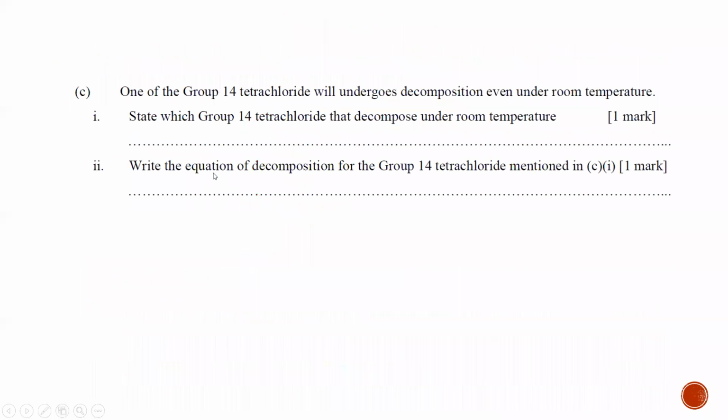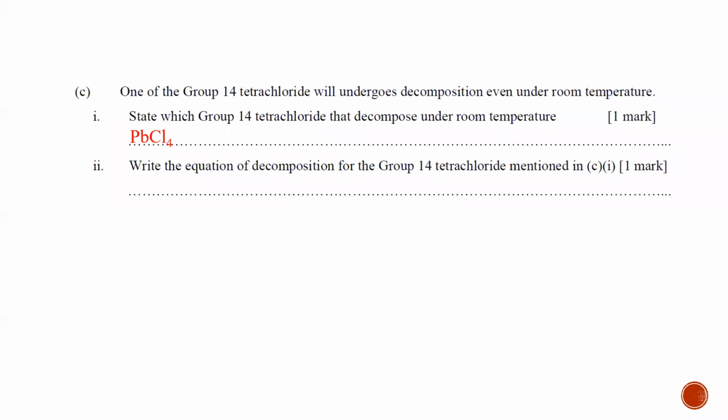And then we have 1C. Which group 14 tetrachloride undergoes decomposition even at room temperature? State which group 14 tetrachloride decomposes at room temperature. There's only one answer to that, which is PbCl4. PbCl4 is very unstable because Pb is more stable in the +2 oxidation state.